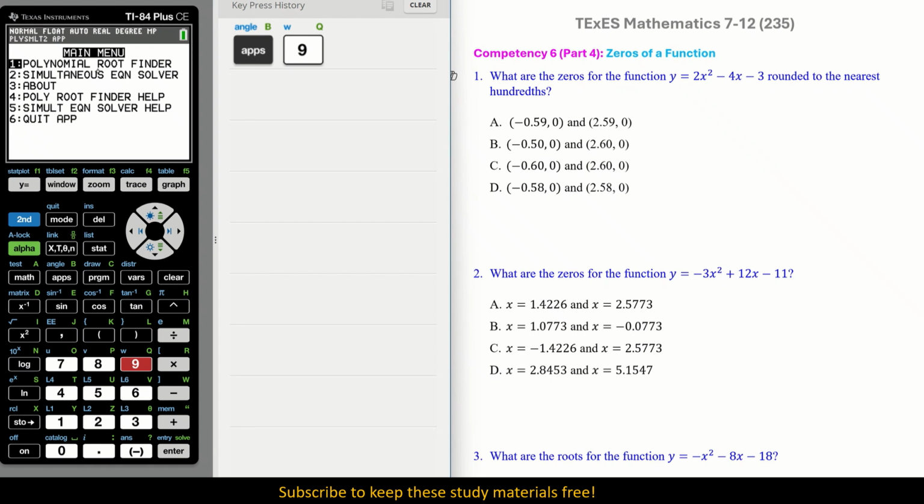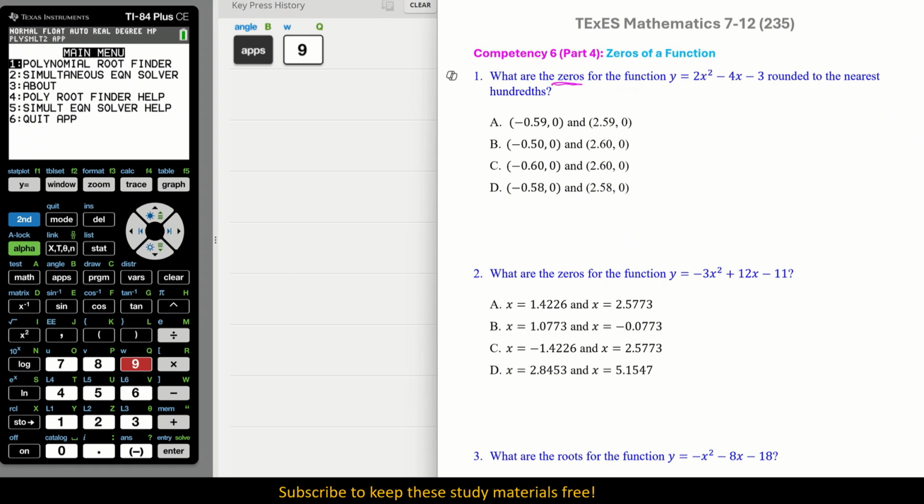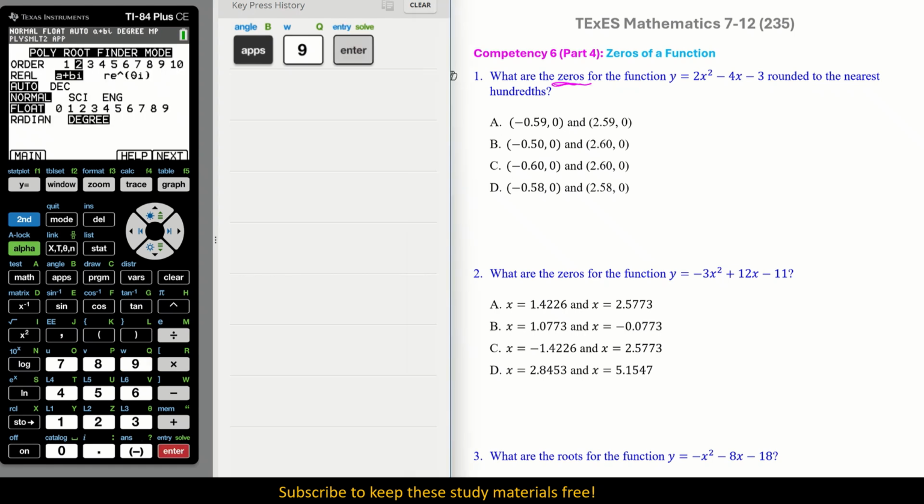Now, we want the polynomial root finder. Finding the roots and finding the zeros is the same thing. So let's push enter. Notice I have it set on 2, because we have x squared, so the leading degree is 2. And notice also that I have it on the complex format. That's what you want just to be safe, because there's no guarantee that all of these problems would have only real numbers. You could have a complex situation, so just leave it set up for that.